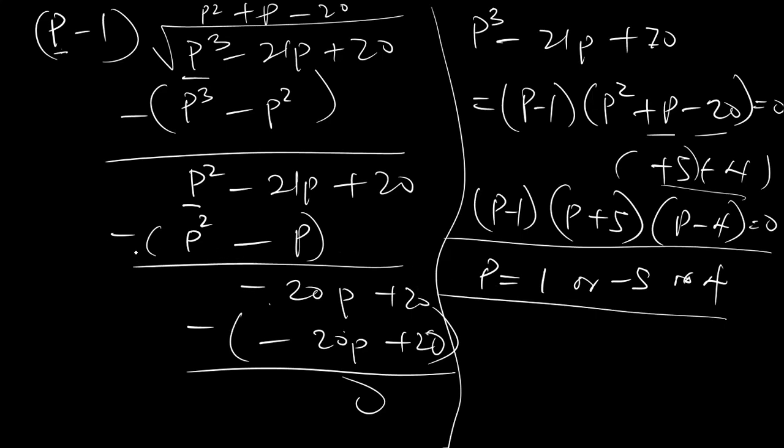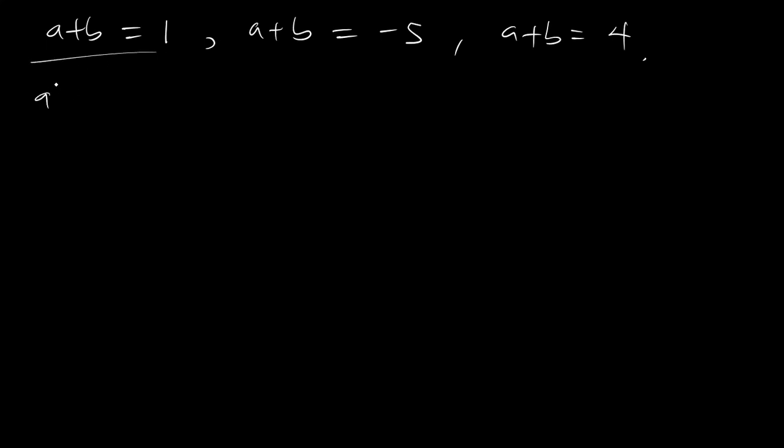So now let's check. That means a plus b is equal to 1, or a plus b is equal to minus 5, or a plus b is equal to 4. Now let's check this one. You have a square plus b square is equal to 7. Now let's use this to check if they are real numbers.